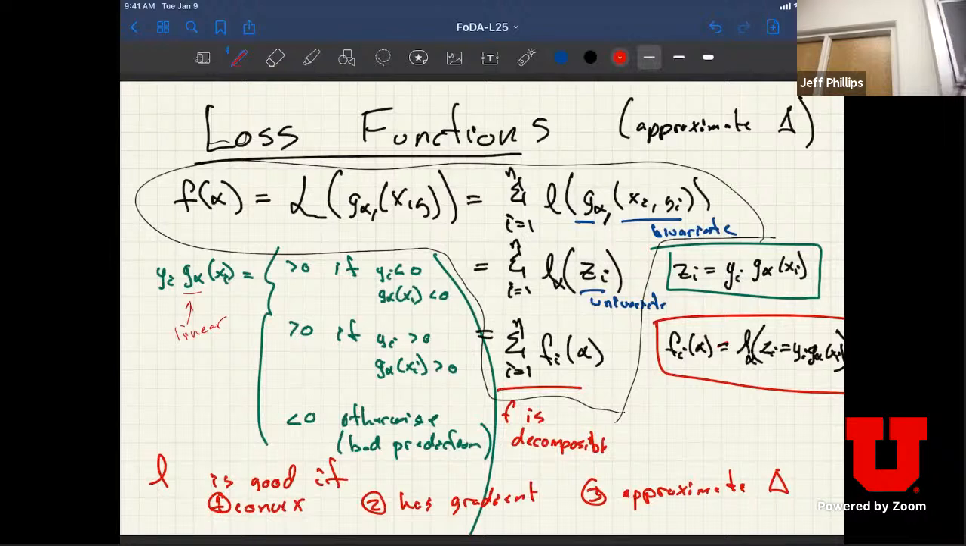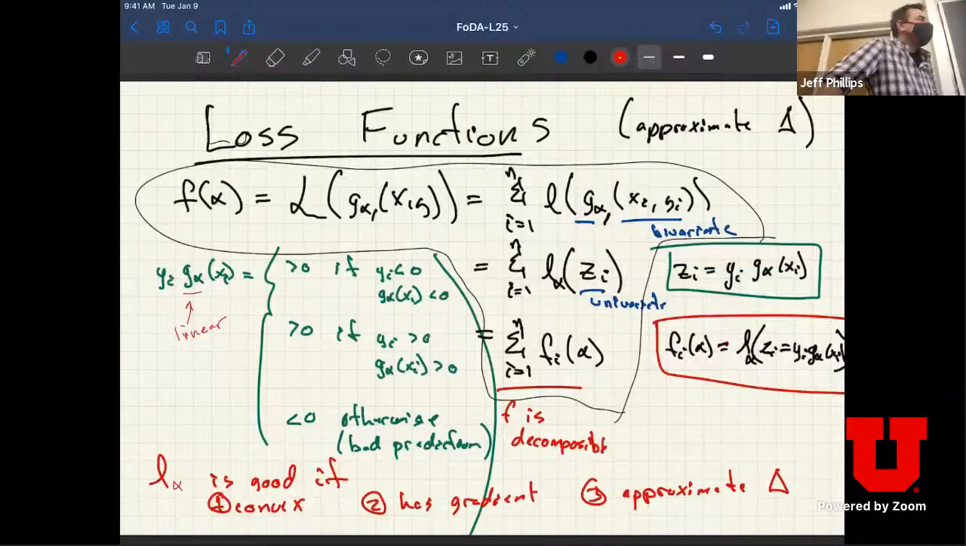But in general, this will be linear, combine the data, and it is univariate. So it'll be easier to think about. And so now we want to look at these loss functions, L alpha, that satisfy these properties. It's going to be convex. It has a gradient, so I can run gradient descent on it.